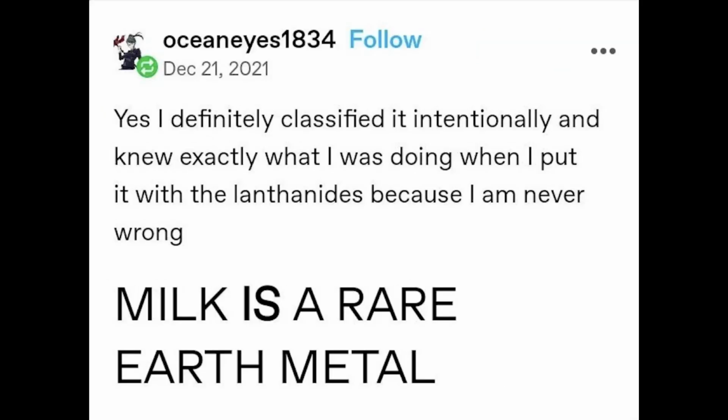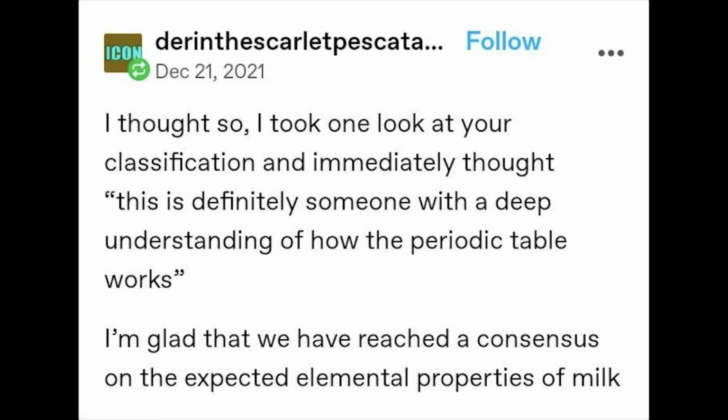Yes, I definitely classified it intentionally and knew exactly what I was doing when I put it with the lanthanides, because I am never wrong. Milk is a rare earth metal! I thought so. I took one look at your classification and immediately thought, this is definitely someone with a deep understanding of how the periodic table works. I'm glad that we have reached a consensus on the expected elemental properties of milk.